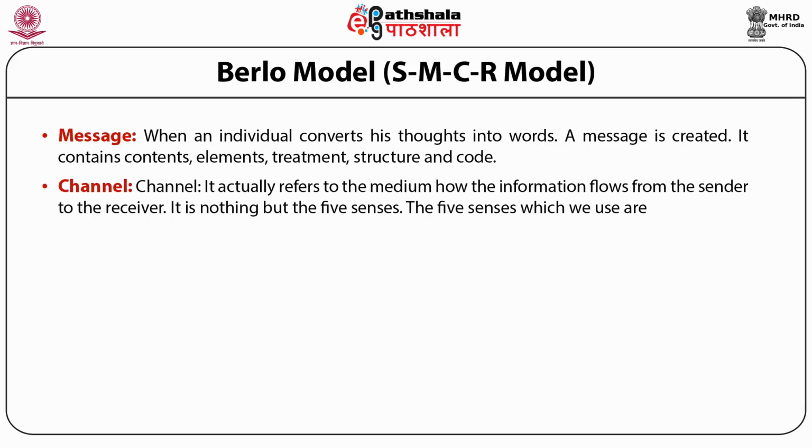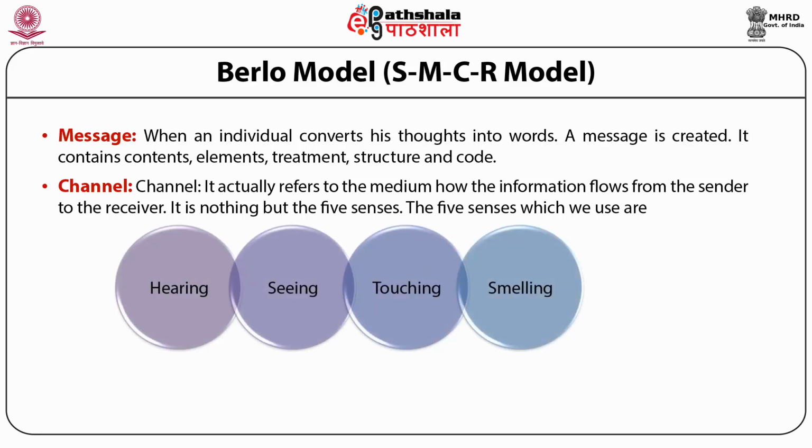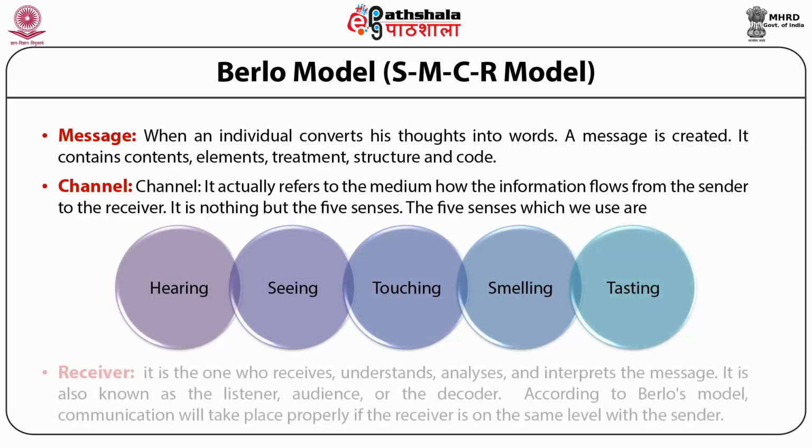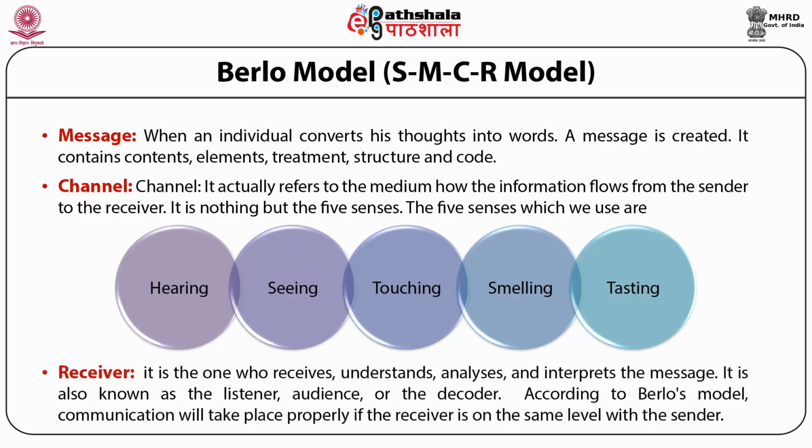Channel. It actually refers to the medium through which information flows from the sender to the receiver. It is nothing but the five senses. The five senses which we use are hearing, seeing, touching, smelling, and tasting. Receiver. It is the one who receives, understands, analyzes, and interprets the message. It is also known as listener, audience, or decoder. According to Berlo's model, communication will take place properly if the receiver is on the same level as the sender.